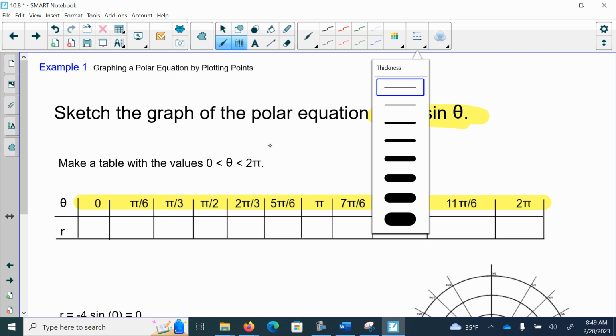And what I'm going to do is substitute in each one. So here I'm going to say r is equal to -4 sine, and then in place of theta, I'm going to put in 0. Well, the sine of 0 is 0, so this will be 0. Then I'm going to do r is equal to -4 times the sine of pi over 6. Well, the sine of pi over 6 is 1/2, times -4 would be -2. I'm going to keep on doing that.